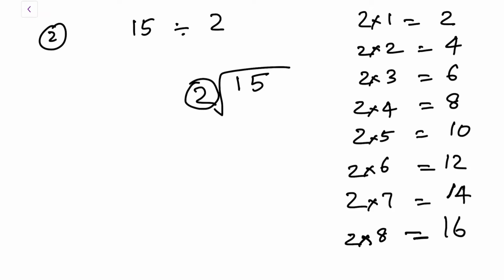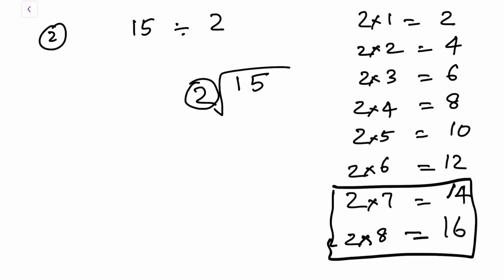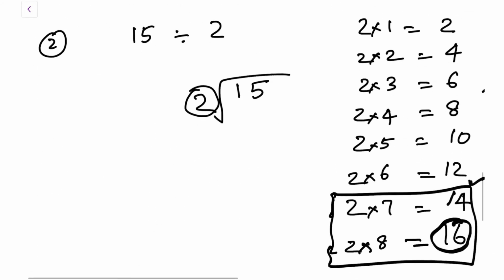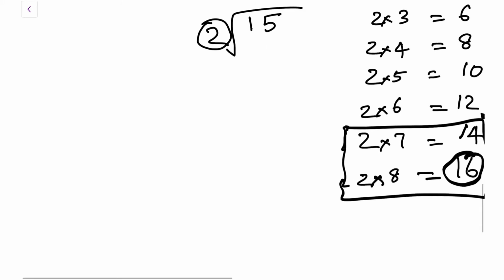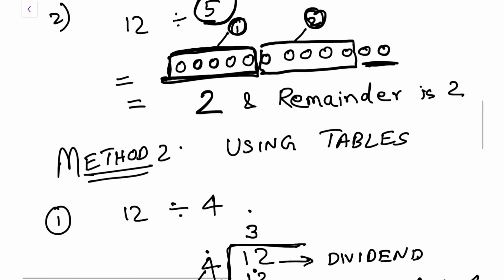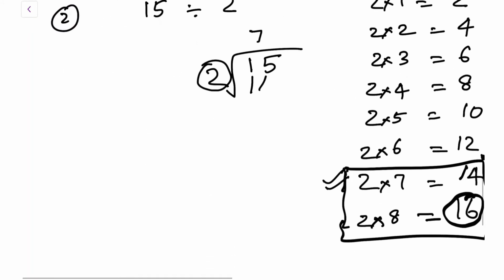As you can see, 15 is not there in 2's table. But we can see that 15 is in between 2 into 7 and 2 into 8. So we need to take the number that is closest to 15 but less than 15. We cannot take 16 because it is more than 15. So what is closest to 15? That's right, it's 14. 2 into 7 is 14. So let's write 2 into 7 as 14. We're going to take this.